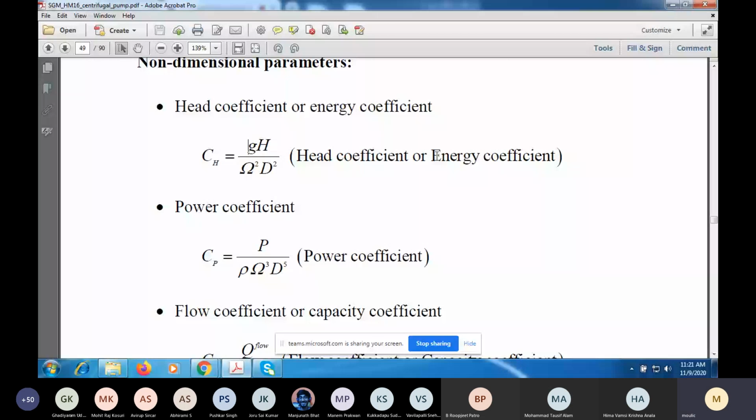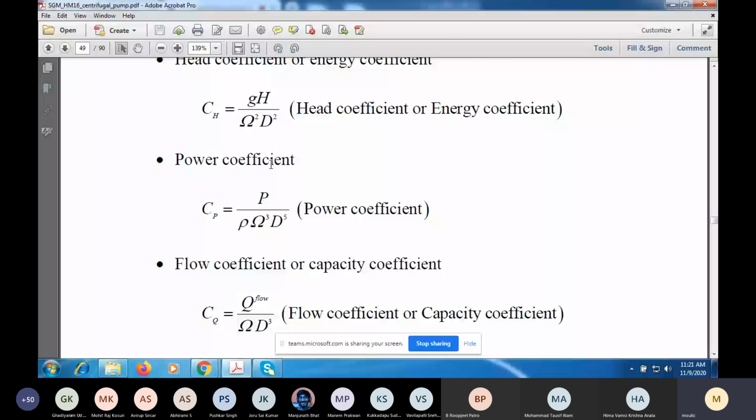Now gH is the energy transfer per unit mass flow rate, so it is also sometimes called the energy coefficient. But the term head coefficient is more common, so I put the subscript capital H over here. So this capital C denotes coefficient. It's a non-dimensional quantity. Similarly, you have a power coefficient, which is the power by rho omega cubed D to the fifth. Now, I have used omega here. Authors of some textbooks will use the symbol capital N for the speed. But I have used N for the speed in RPM and omega for the speed in radians per second. So to get it in non-dimensional form, we should use omega. So omega is 2 pi N by 60.